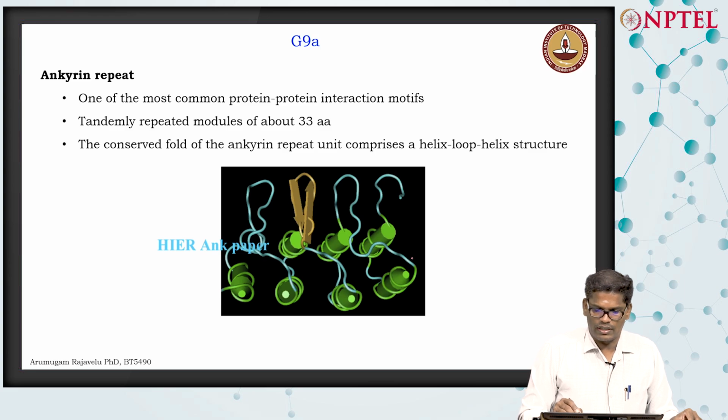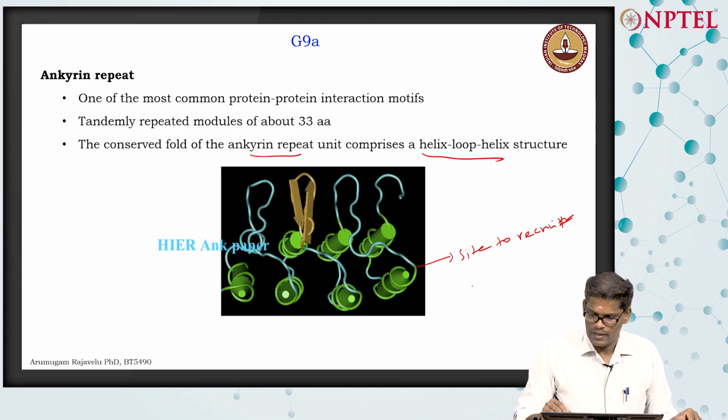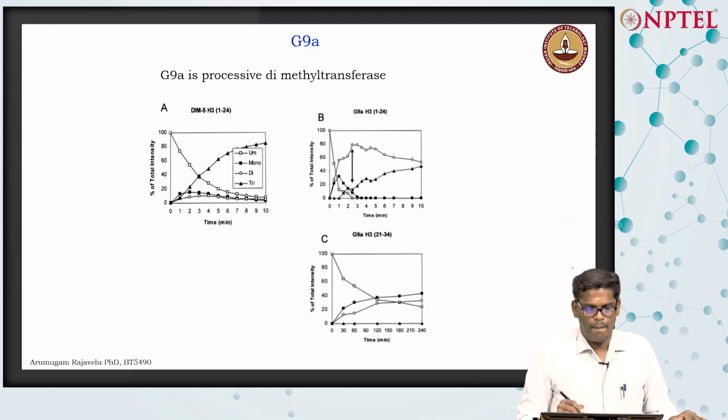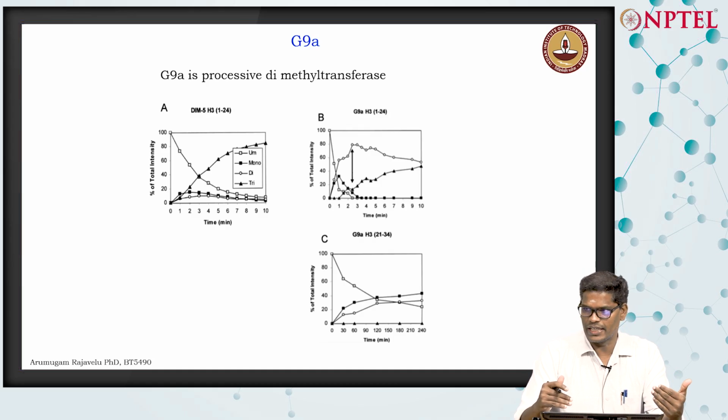This is how these ankyrin repeats look. You see the helix-loop-helix structures in the ankyrin repeat, and it is an important site to recruit proteins for repression. Okay, so now it's clear. You know about SUV39H1 and G9A.